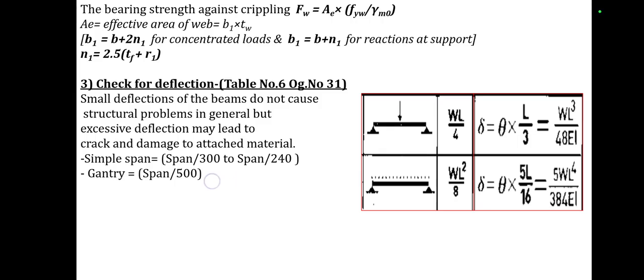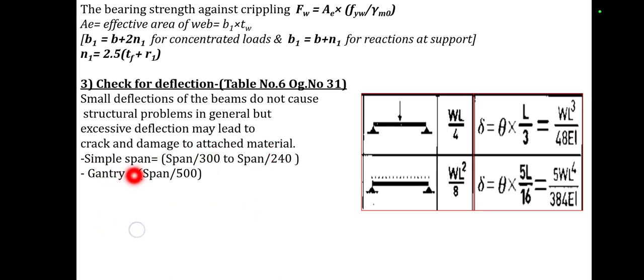Then the third and the last check for designing the beam is the check for the deflection. If you observe the figure, you will be getting how to give the check for the deflection. In the case of simply supported beam, this is the formula, and in the case of UDL, this is the formula for the deflection. A small deflection of the beam does not cause the structural problem in general, but the excessive deflection may lead to the crack and damage to the attached material.